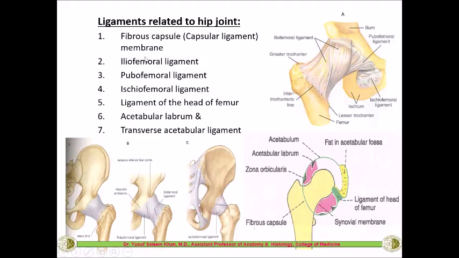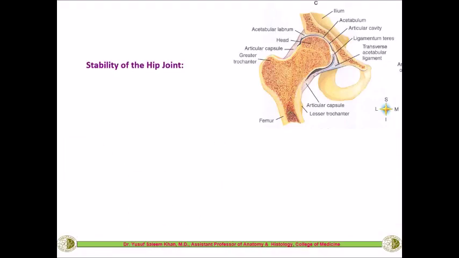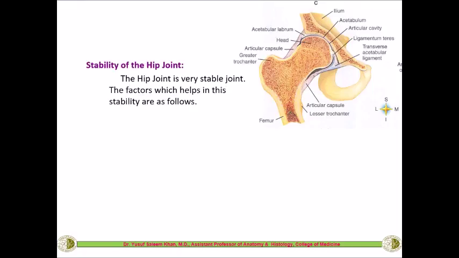The main ligaments will be the iliofemoral, pubofemoral, ischiofemoral, along with the fibrous capsule. The secondary are the ligament of the head of femur, acetabular labrum, as well as the transverse acetabular ligament. So these are some of the ligaments which help in the stability of the hip joint. There are also other factors which help in the stability. So we will now try to study all the factors which help in the stability of the hip joint.